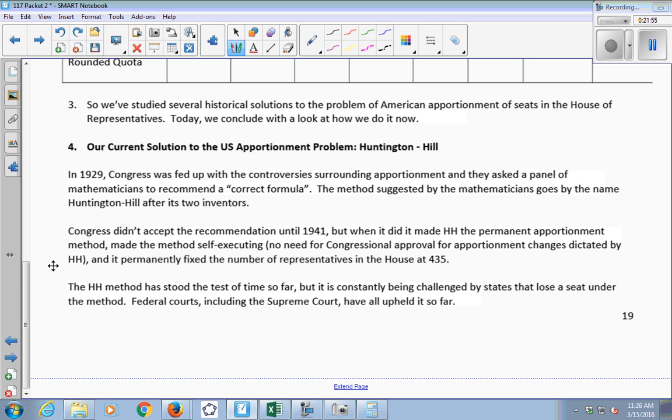So the Huntington Hill method has stood the test of time so far, but it is constantly being challenged by states that lose a seat under the method. Federal courts so far, including the Supreme Court, have all upheld it.